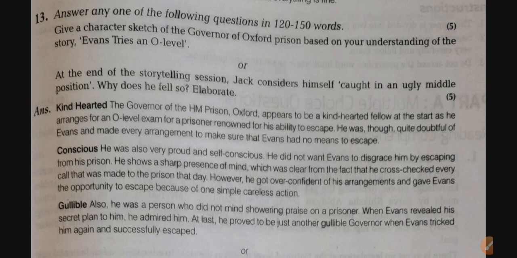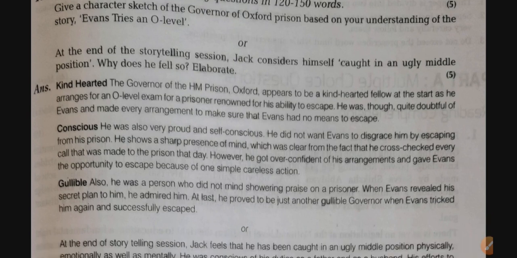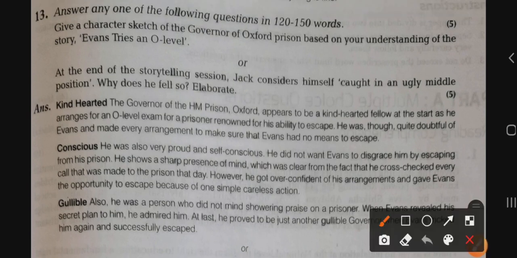Next, also children, it's a long answer type question. Give a character sketch of the governor of Oxford prison based on your understanding of the story, Evans tries an O level. Right. So, what main features he had that we have to write? He was kind-hearted, conscious, and gullible.